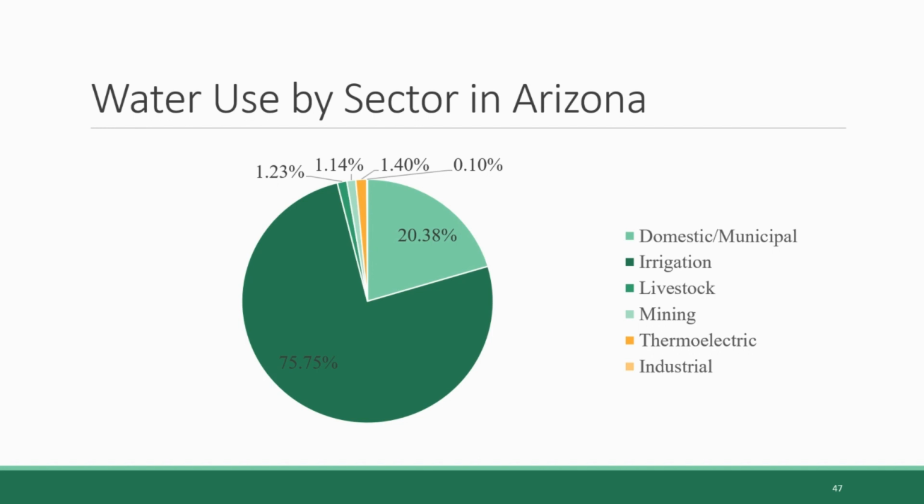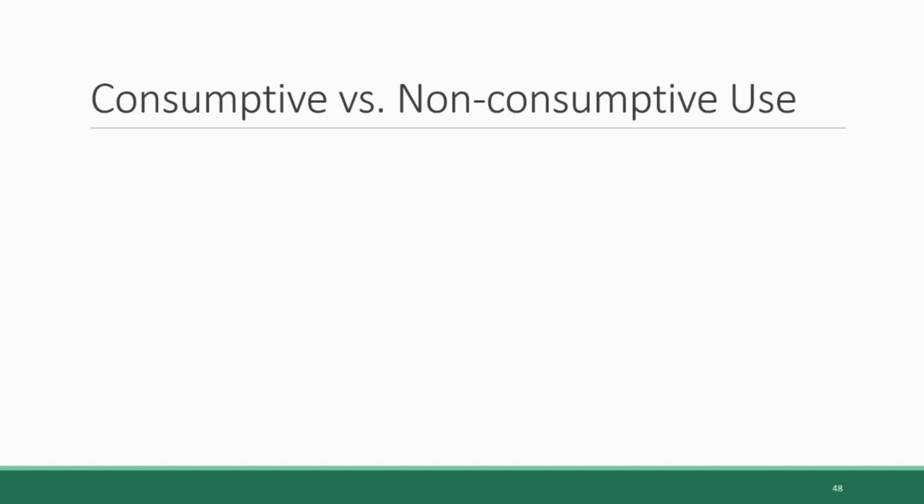So as you can see, almost 76% of blue water goes to agriculture. A little over 20% goes to domestic and municipal use, and then the other sectors consume very small amounts. These four sectors together add up to about 4%. In our next section, we're going to be looking at water consumption patterns in the country as a whole and how they're distributed across these sectors. But just a few more terms to define before we get there.